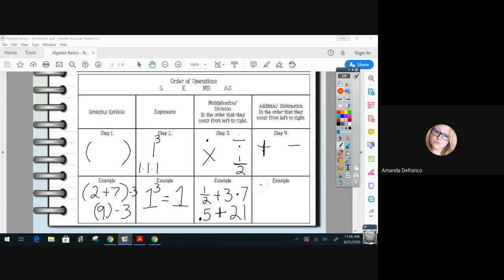Let's do 1/2. Nah, I won't be mean. I won't be mean. I hate fractions. Just, my returning children, you know how much I do not like fractions.